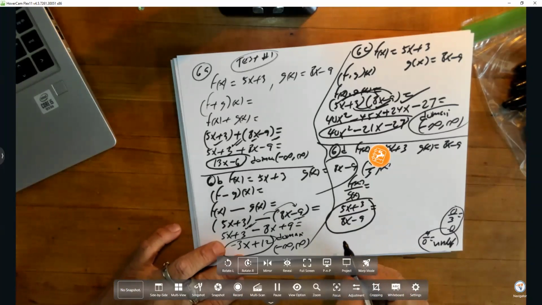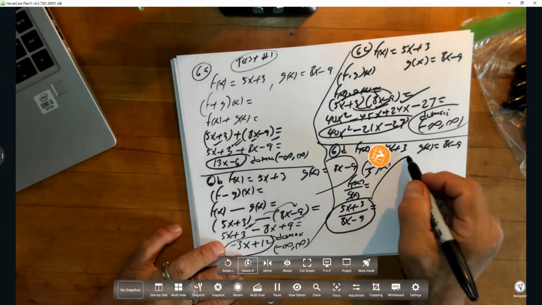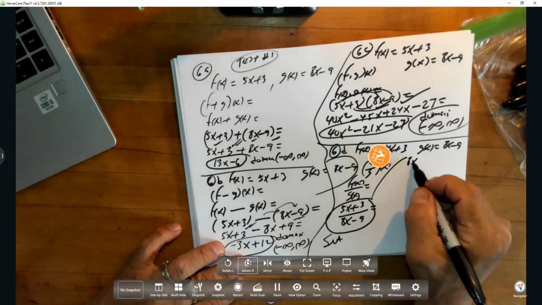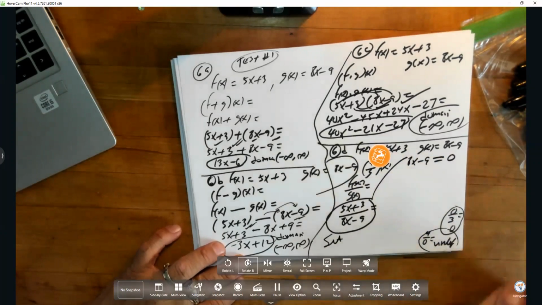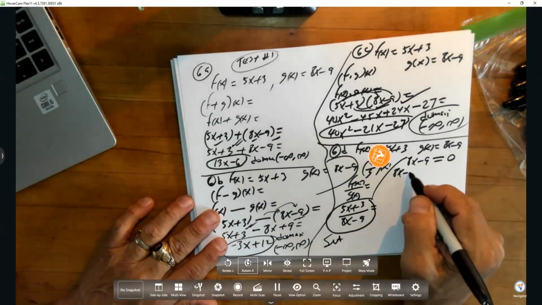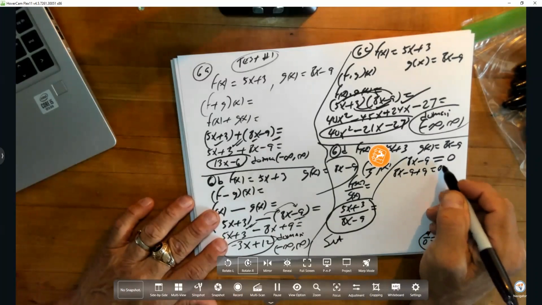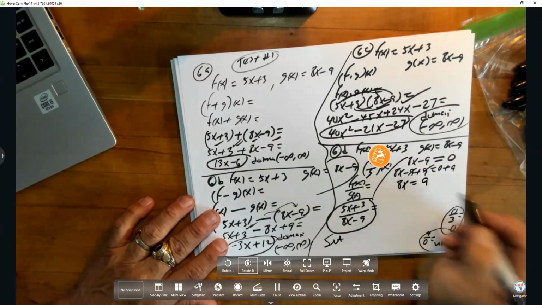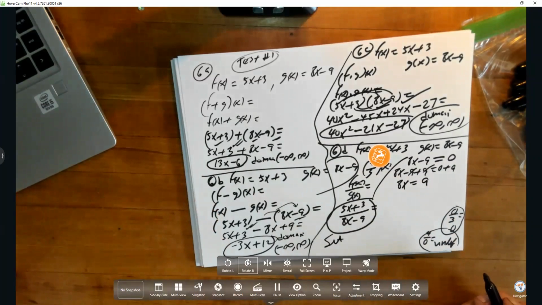So the way you do this problem is you go like this. I'm going to set it up. I'm going to go 8x minus 9. Is it possible it can become a 0? Yes, there is one time it's going to happen. So 8x minus 9 at 0. So 8x equals 9. And then divide by what? You tell me.